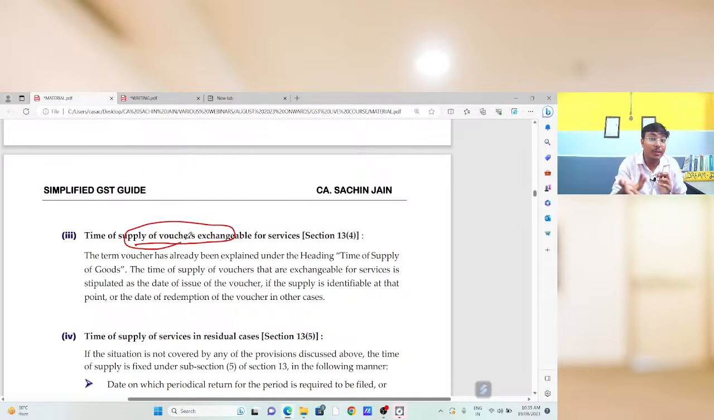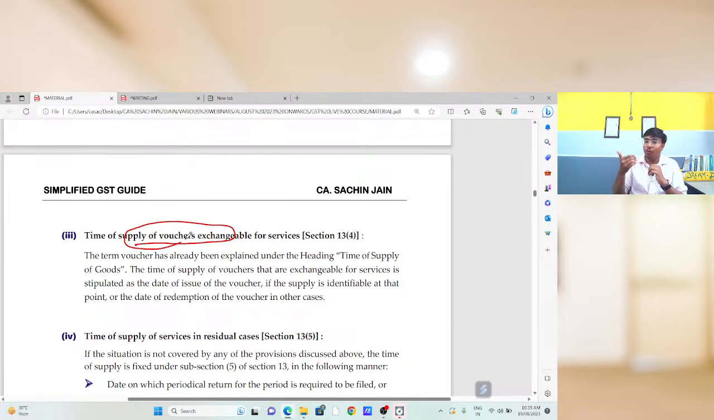But in the next situation, suppose I give you one voucher and I say that on your next buying, you will get a certain amount of discount. I had not disclosed that amount of discount. That means the voucher is not identifiable. In that case, the date of redemption of the voucher will be treated as time of supply.